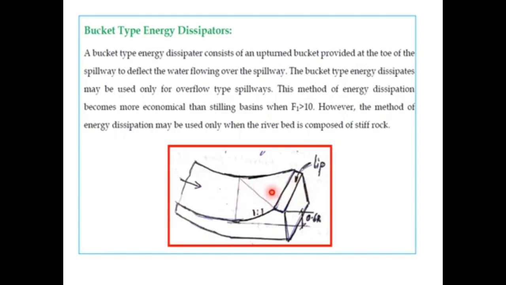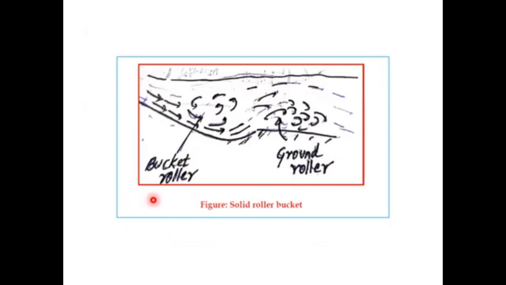We have discussed stilling basins for various Froude's numbers. Similarly, when Froude's number goes as high as more than 10, we can go for a bucket type energy dissipator. This type of energy dissipator may be used when the river bed consists of very stiff rock. There are three types of bucket type energy dissipators: solid roller buckets, slotted roller buckets, as well as sky jump buckets. This is a case of a solid bucket.